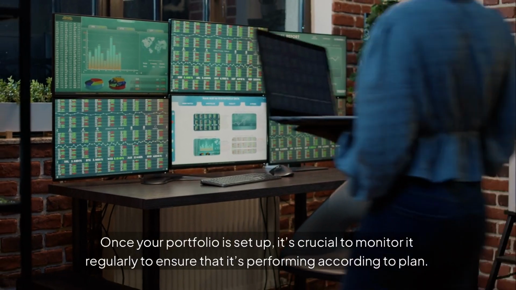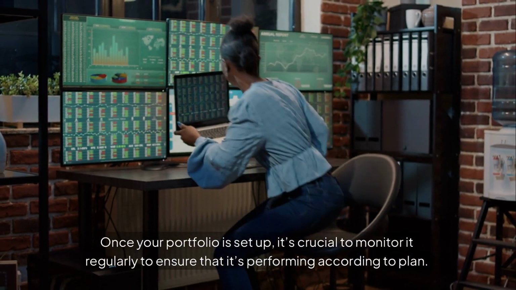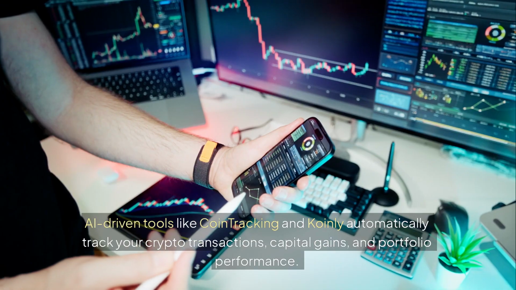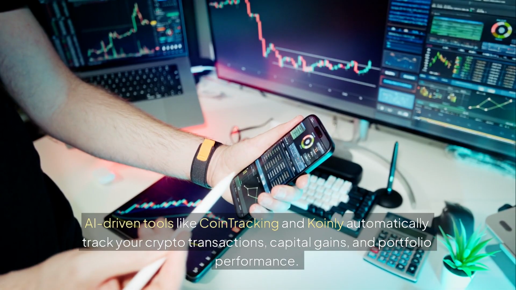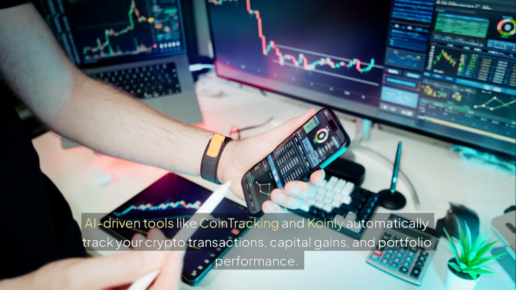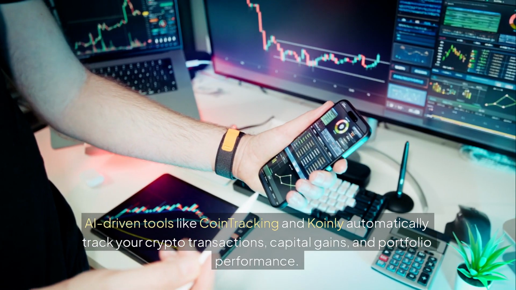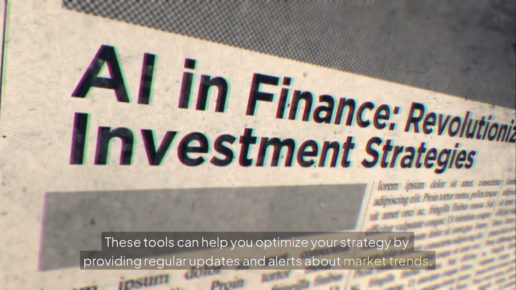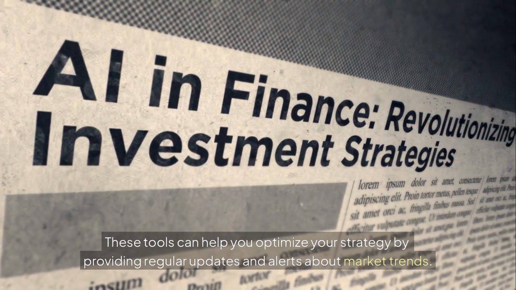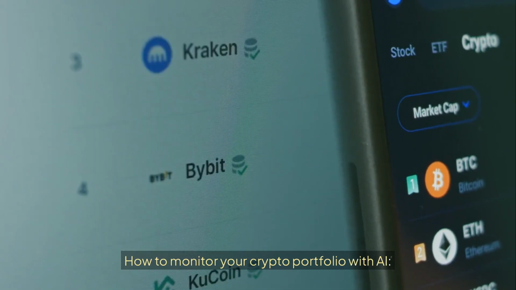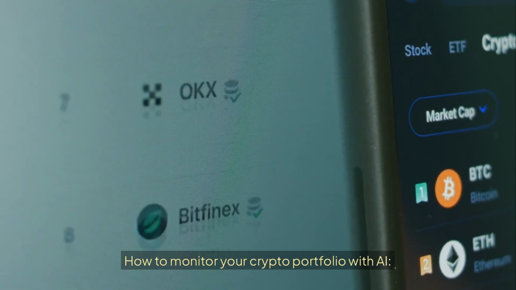Once your portfolio is set up, it's crucial to monitor it regularly to ensure that it's performing according to plan. AI-driven tools like CoinTracking and Koinly automatically track your crypto transactions, capital gains, and portfolio performance. These tools can help you optimize your strategy by providing regular updates and alerts about market trends. How to monitor your crypto portfolio with AI.